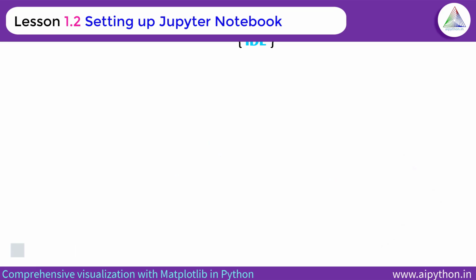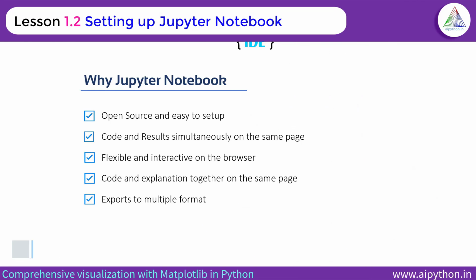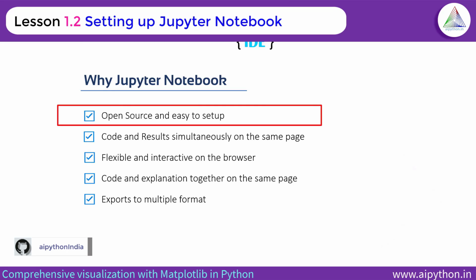Before getting into the installation process, let's understand some of the prominent key features of Jupyter Notebook which make Jupyter Notebook a compelling IDE for this course. Here are the features of Jupyter Notebook and why we are preferring Jupyter Notebook over other IDEs for this course. So let's understand one by one. The first one is open source and easy to set up. It is open source, that means no restriction on the usage. You can download and install it without any license, without paying anything, right? And easy to set up. We will see the setup part in a while, right?